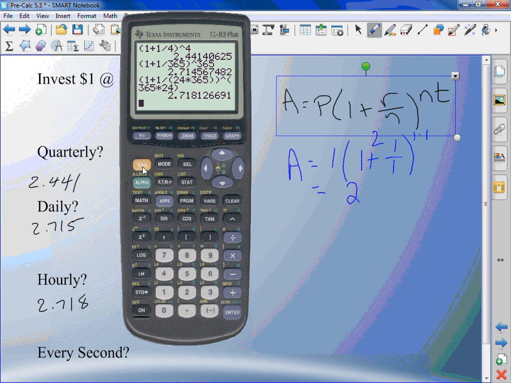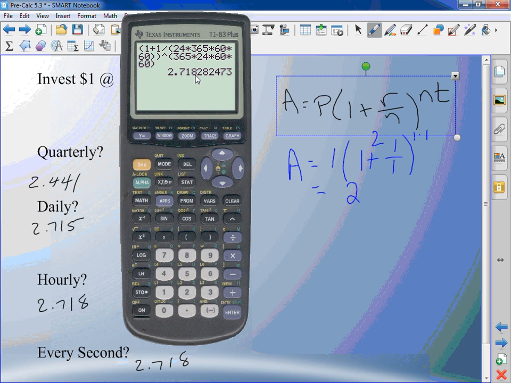Now seconds. I'm going to do the exact same thing. Now, for secondly, every second. How many minutes are there in an hour? 60. So times by 60. How many seconds are there in a minute? 60. I'm letting the calculator do the work. Times 60, times 60. I messed up here. There he goes. 2.718. What do you notice?